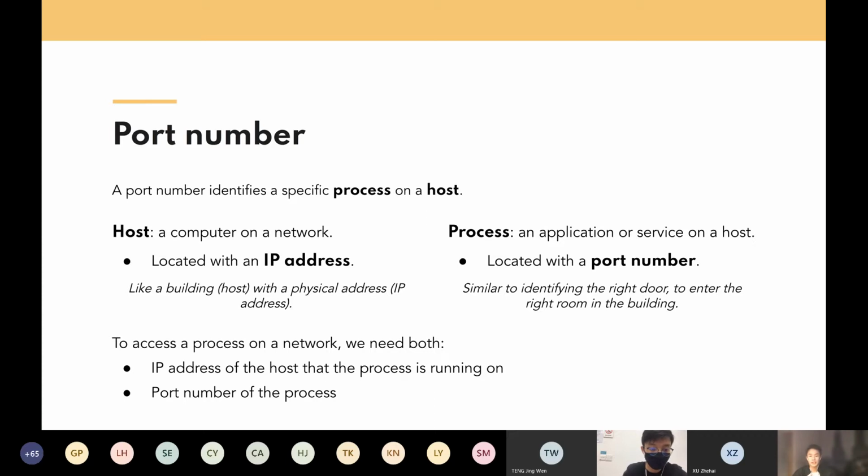Essentially, while an IP address lets us find a computer on a network, the port number lets us access a specific program on the computer. And using the analogy of an IP address being like a physical address again, a port number would be like the room number of a building. So if you have the host IP address, and if you have the port number, essentially you can find the specific building and the specific room that's providing the service. So just keep in mind again that to find a specific program on a computer, we need both the IP address and the port number of the process.